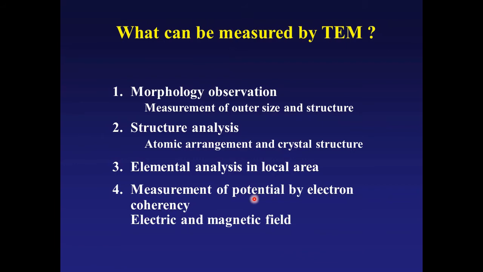And also, we can make a measurement of electron potential, specimen potential, such as a magnetic field or electrostatic potential can be observed. So the electron microscope offers many kinds of information from the specimen like this.